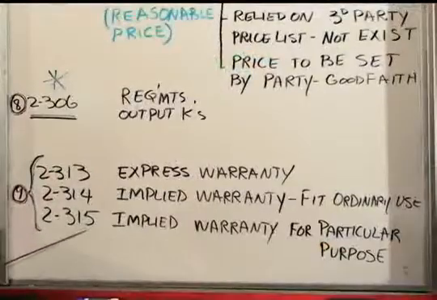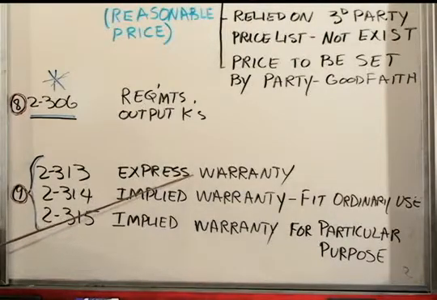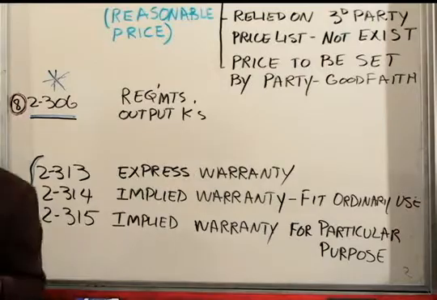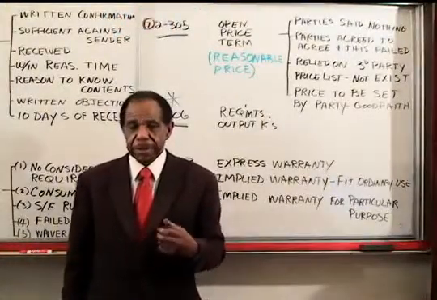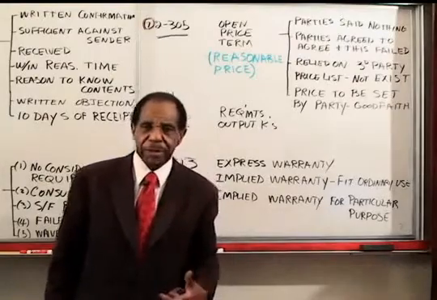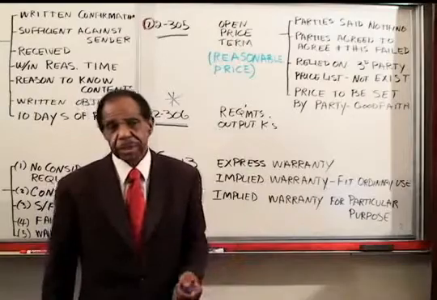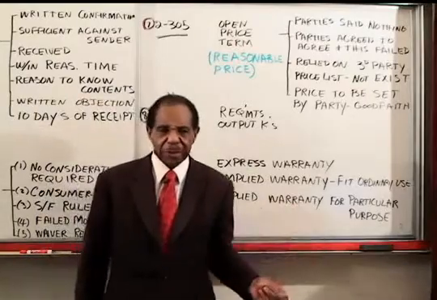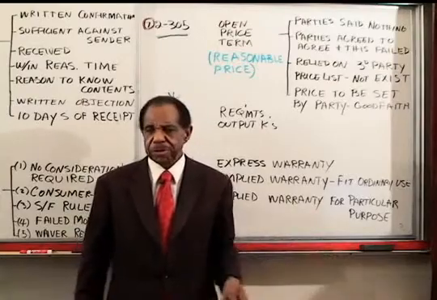2-313, 14, and 15 are the warranties. 2-313 is the express warranty. Now remember that an express warranty on a product can be anything that I tell you about the product, or anything that is a tag that's hanging on the product, or something that was advertised about the product, or some pamphlets that were passed out with the product, or a model of the product. All that stuff is considered an express warranty.